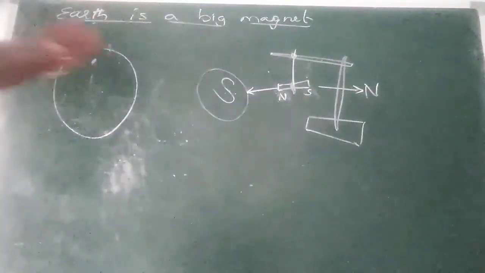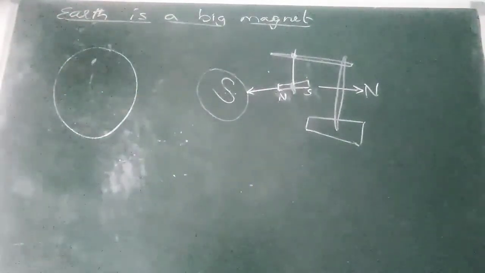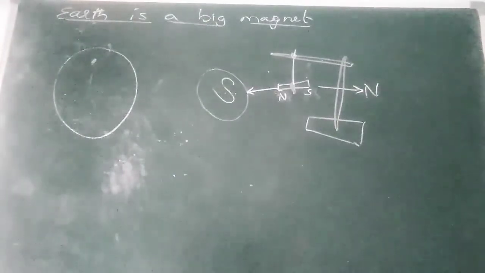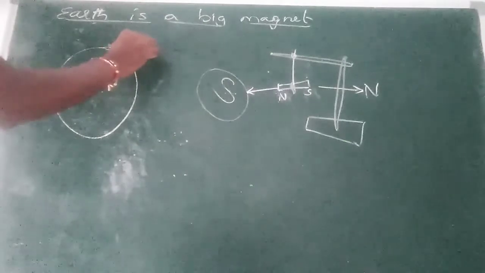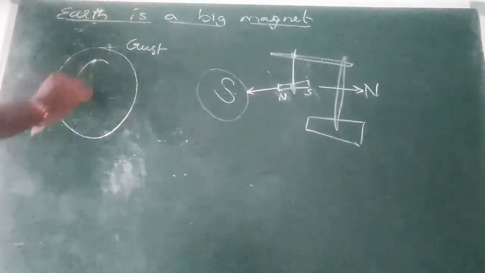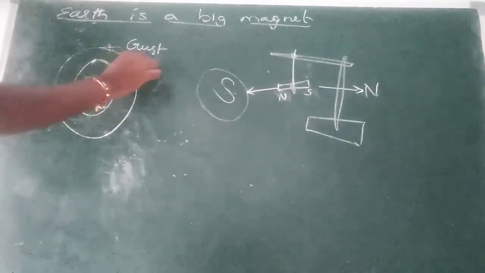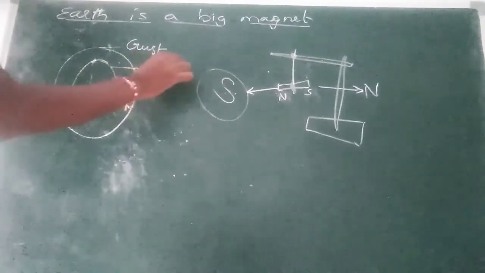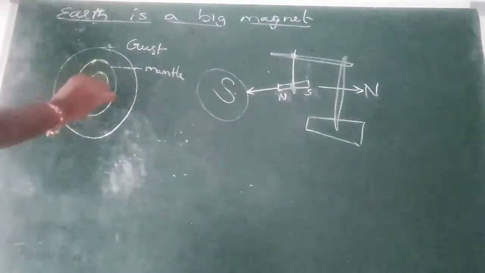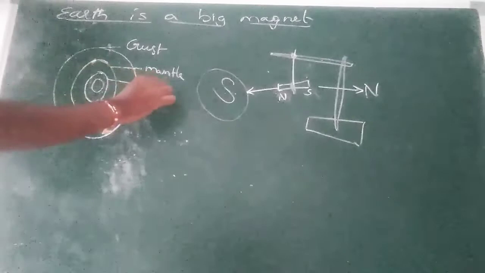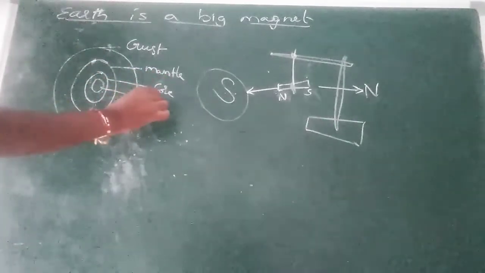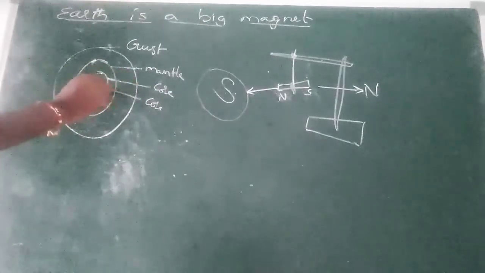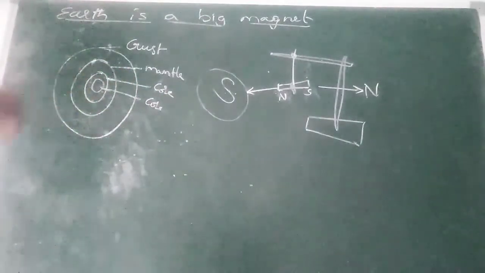As I said, Earth is a big magnet. Our Earth is made up of layers: crust, mantle, core. Outer core here, it is inner core. It is also core. It is outer core and it is inner core. These are the layers of our Earth.